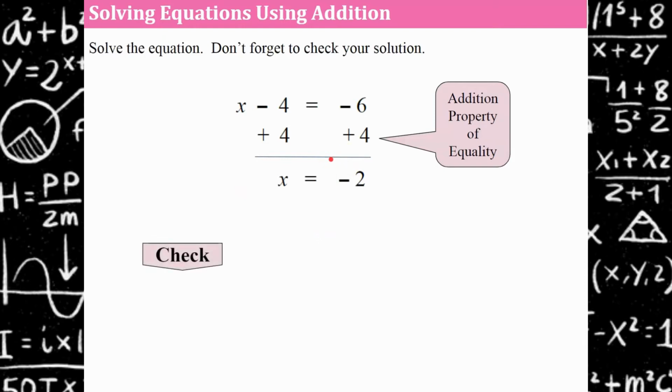So to check, I'm going to take this value that says what x is, and I'm going to replace it in the original equation. So you can see that I've replaced x with negative 2. So if I had x here, it would look like the original equation, x minus 4 equals negative 6. So all I've done is taken my solution and substituted in for x. Now I'm going to evaluate. Negative 2 subtract 4 is negative 6. And negative 6 equals negative 6, so it checks.